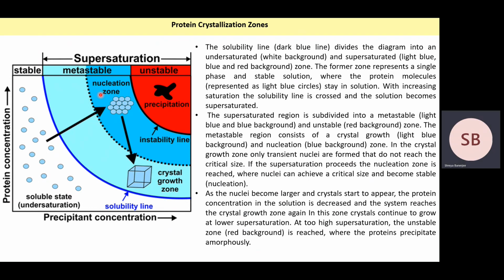As the nuclei become larger and crystals start to appear, the protein concentration in the solution is decreased and the system reaches the crystal growth zone again from the nucleation zone. In this zone, the crystals continue to grow at low supersaturation. When the supersaturation is too high, it reaches the unstable zone, where the proteins begin to precipitate out amorphously.